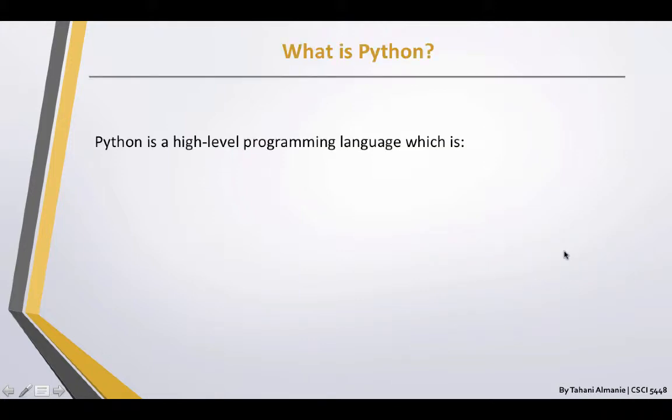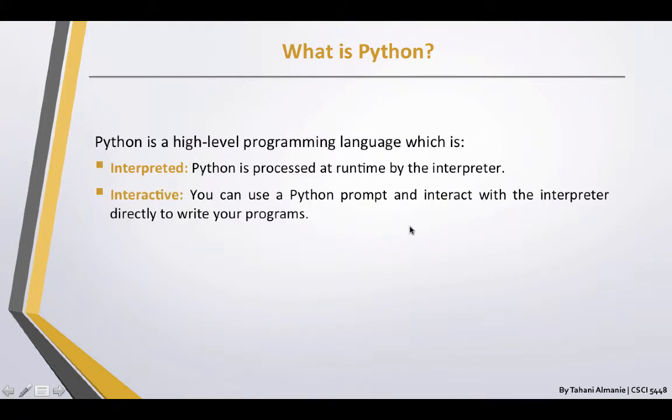Python is a high-level programming language. It's designed to be highly readable. It uses English keywords frequently, whereas other languages use punctuation. And it has fewer syntactical constructions than other languages. Python is interpreted, so it's processed at runtime by the interpreter. So you don't need to compile your program before executing it. That's actually similar to Perl and PHP.